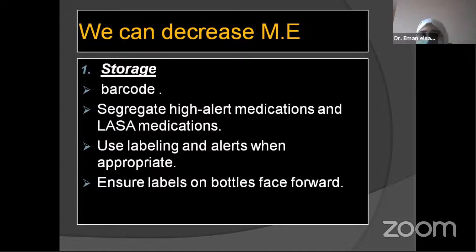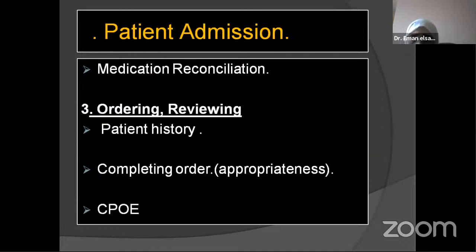How can we decrease medication error during the stage of storage? One, this is a barcode. We can use a barcode system to segregate high alert medication and LASA medication during storage, and follow the policy and procedures when we deal with high alert medication and LASA medication, using labels and alerts when appropriate. Ensure labels on bottles face forward, not backward, when we make storage. This is in the stage of storage.